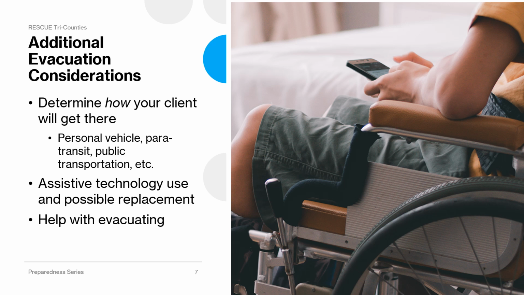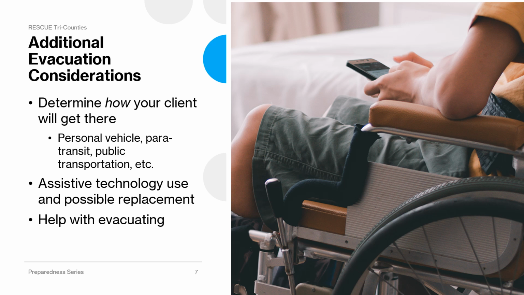Call local transit providers and emergency management officials to help you and your client identify accessible transport options for them. Are local transit providers contracted to reserve their services for emergencies under agreements with government entities? If so, identify alternatives. What if they rely on public transportation and the routes are not running? Don't worry, we will cover that in another slide.